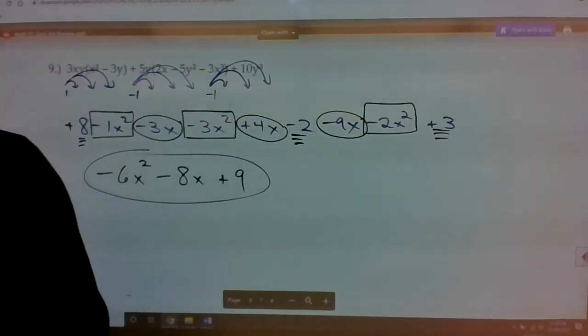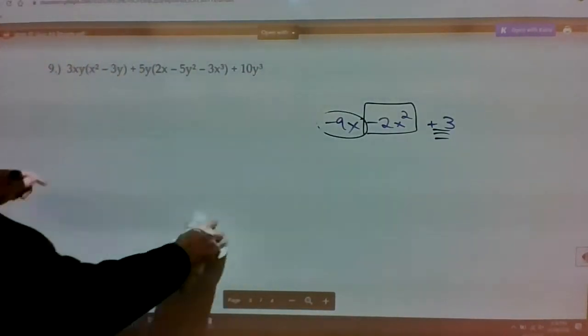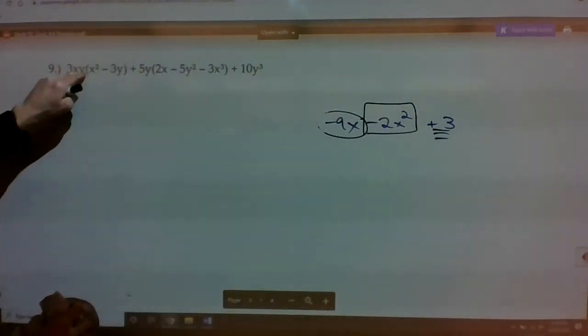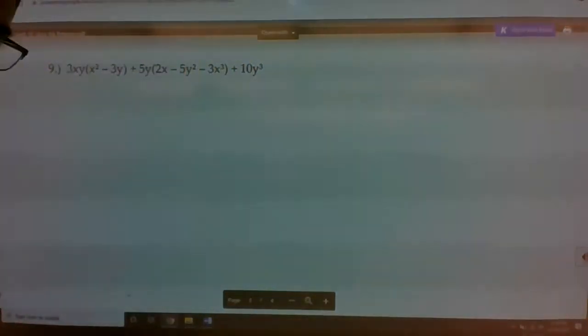Let's check out number 9 together. This one's kind of like the previous one, but it escalated kind of quickly. You've got an xy on the outside of parentheses, a y on the outside of parentheses. This one's going to require a little bit more involvement.